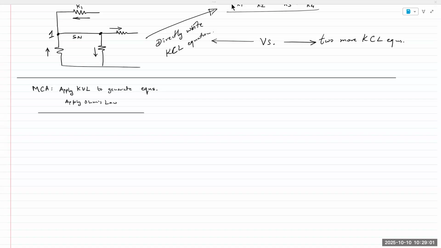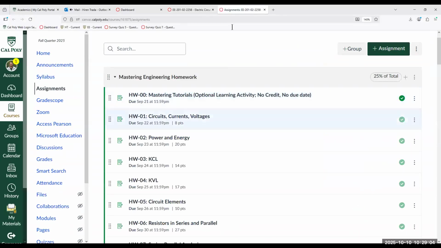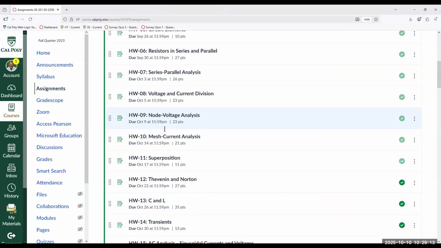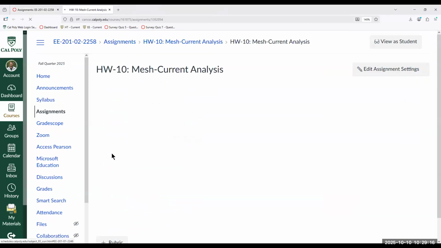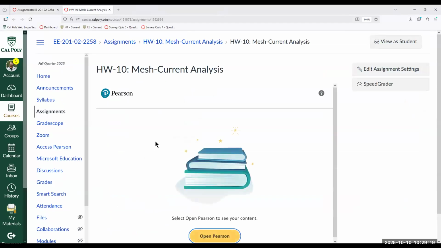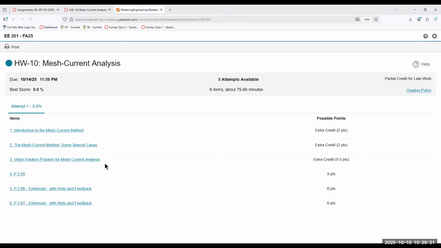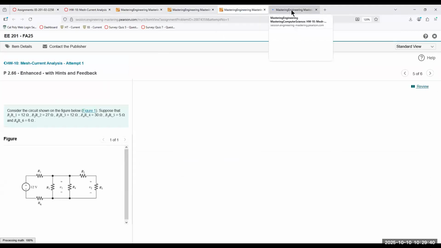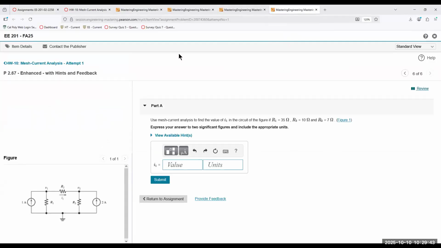All right. Assignments. Let me bring the assignments up here. And then we have mesh current analysis. Okay, so we have three problems, 6.5, 6.6, 6.7. One of them is pretty much similar to the one that we did earlier for node voltage. And actually, no, not in this one.